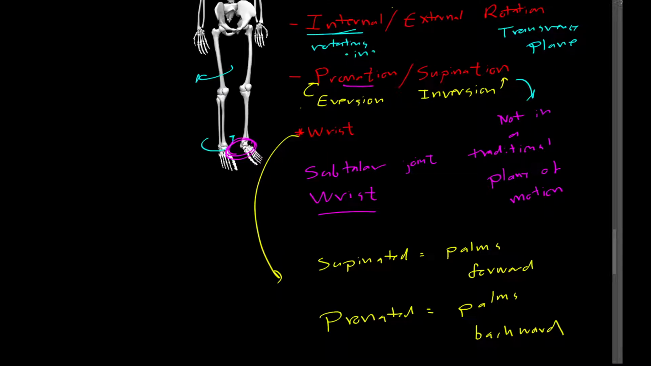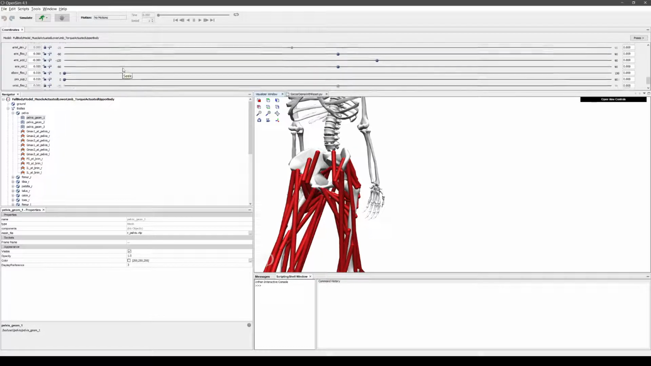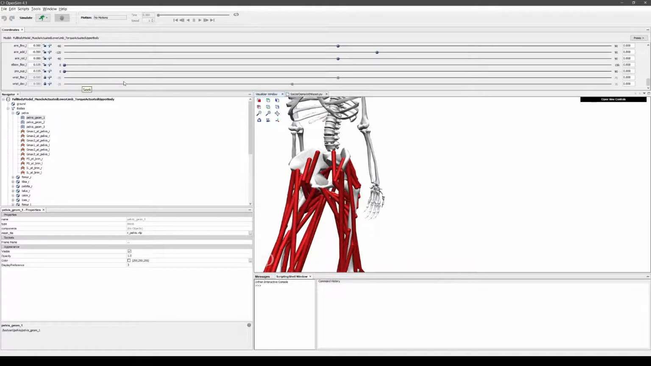And let me show you that again. I think this model has enough degrees of freedom to do this. So let's go down to the left arm and grab the wrist. Okay, so notice this is supination, and let's pronate the wrist by rotating inwards. So this is moving in pronation, this is moving in supination.